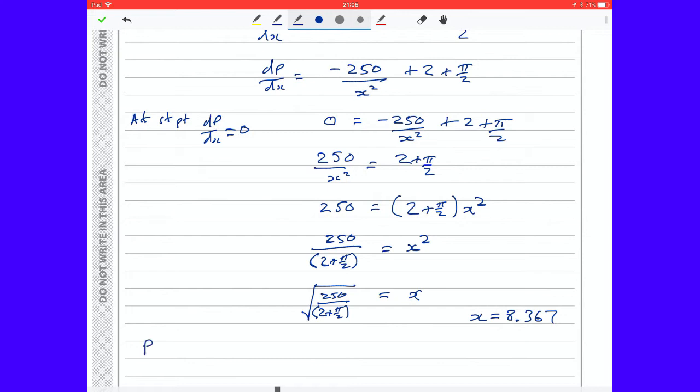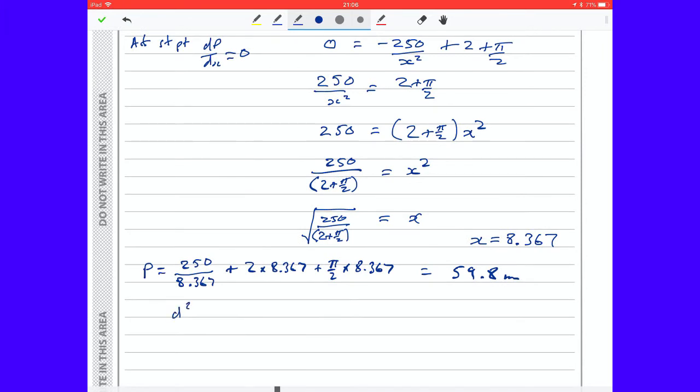So P is equal to 250 over x, 250 over 8.367, plus 2x, so that's 2 times 8.367, plus pi over 2 x, so that's pi over 2 times 8.367, and if we put that in our calculator, we find the perimeter is 59.8 meters to 3 significant figures. Now the question doesn't actually ask us to prove it's a minimum, it could be a maximum. Let's have a look.